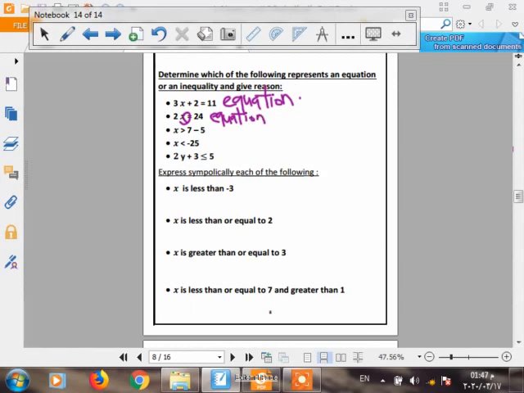Number 3, x greater than 7 minus 5. I have an inequality sign, so it's an inequality. Next one, x less than negative 25. Equation or inequality? It's an inequality because I have an inequality sign. Last example, 2y plus 3 less than or equal to 5. It's also an inequality because I have an inequality sign between two expressions. So the last three are inequalities.